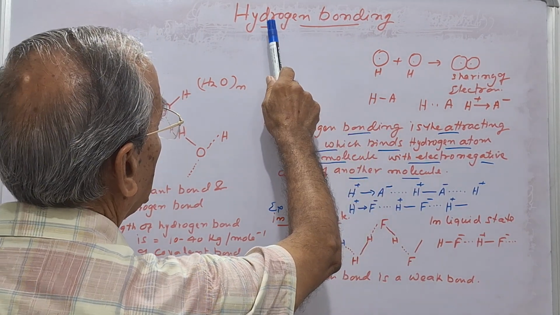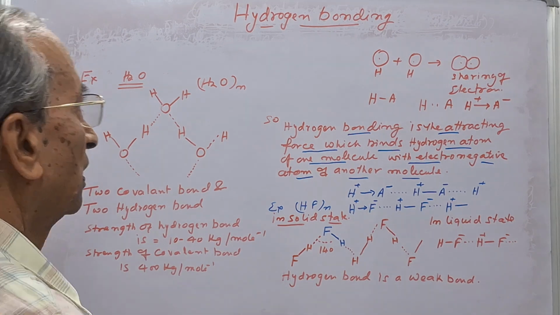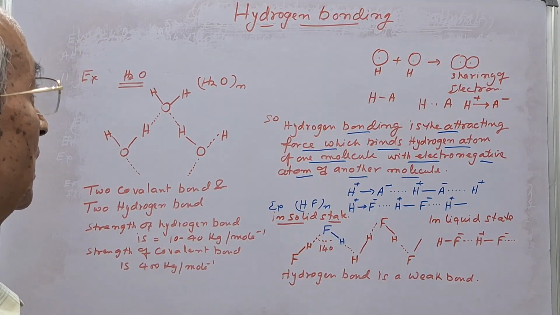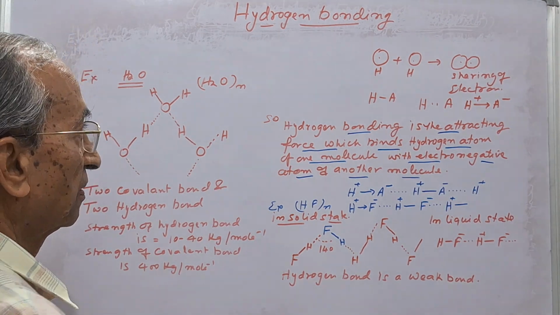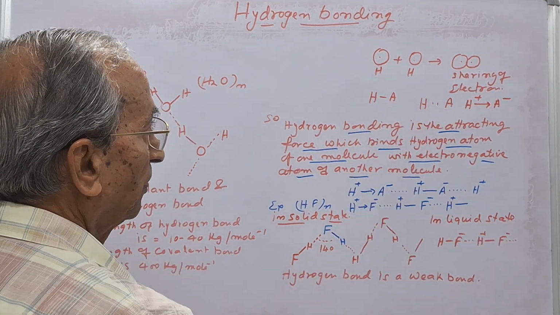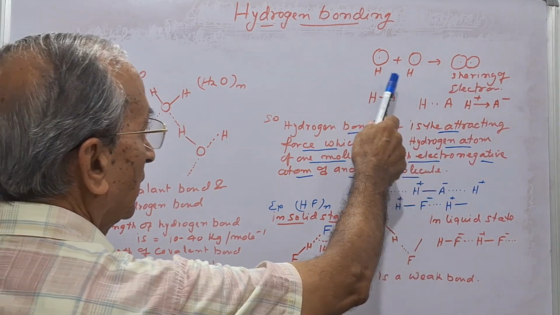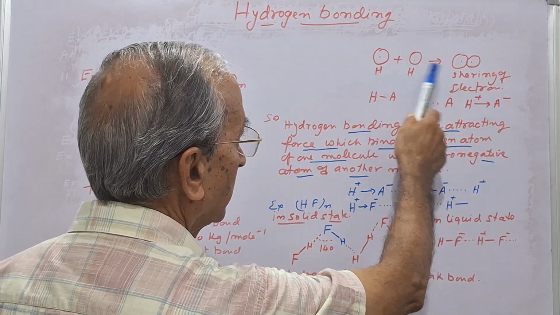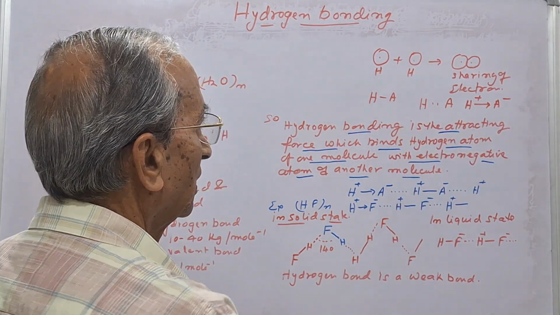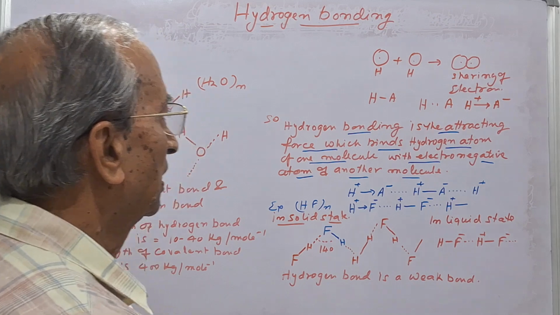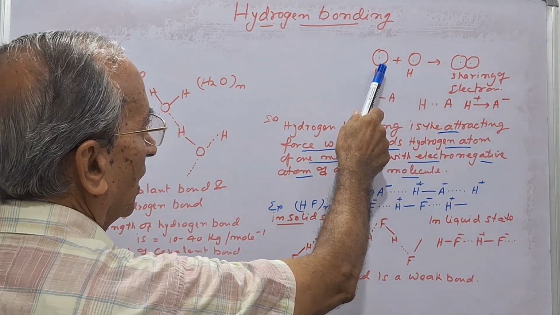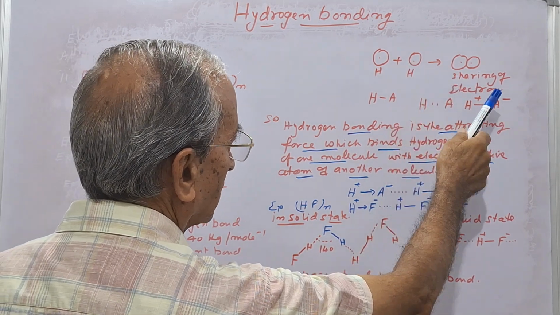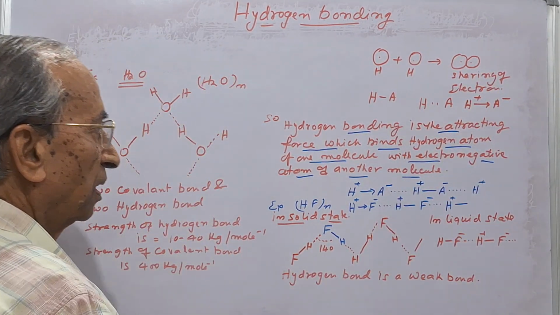I will take hydrogen bonding. What is meant by hydrogen bonding? Suppose in the case of covalent bonds, when two atoms of the same kind join by sharing of electrons, they form molecules. Suppose two hydrogen atoms join together by sharing of electrons, they form the hydrogen molecule.